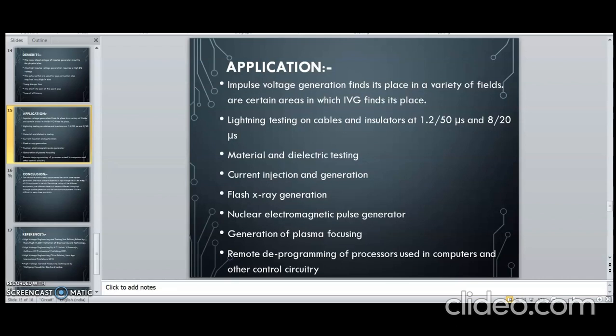Talking about the applications of the impulse voltage generator, it is used in a variety of fields. For example, lightning testing on cables and insulators, material and dielectric testing, current injection and generation, flash X-ray generation, nuclear electromagnetic pulse generation, generation of plasma focus, and remote deprogramming of processors used in computers and other control circuits.